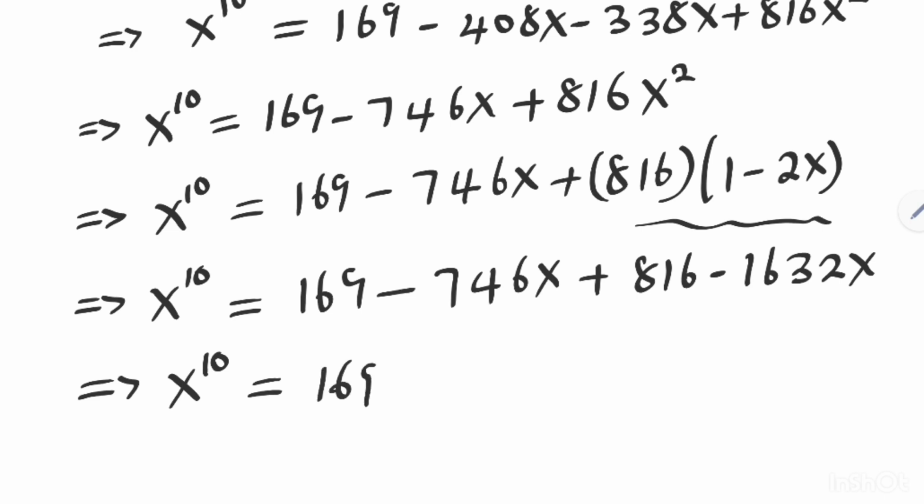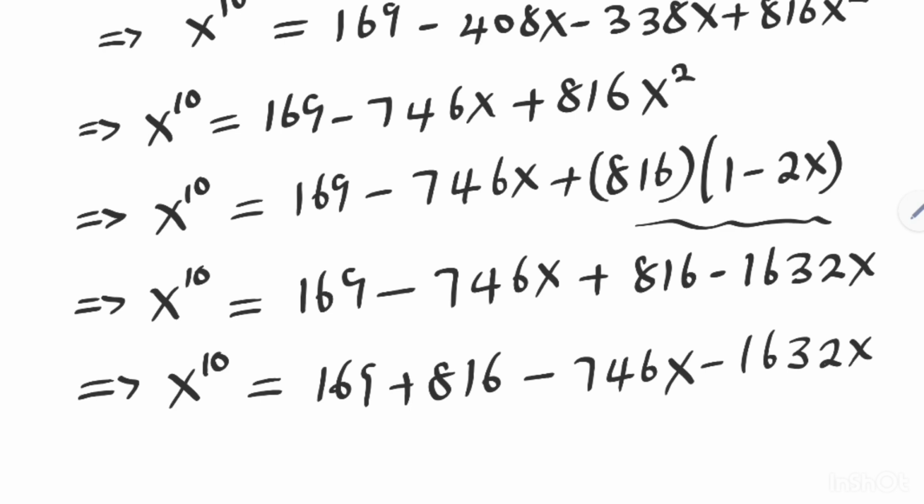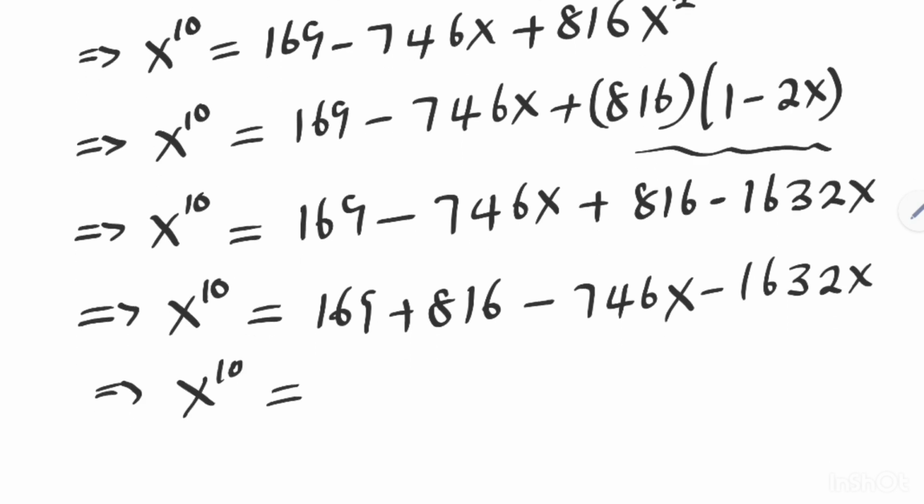And this is x raised to power 10 is equal to 169 plus 816, then minus 746x minus 1632x. This is x raised to power 10 is equal to 169 plus 816, so that is 985, minus 746x minus 1632x, that is 2378x.